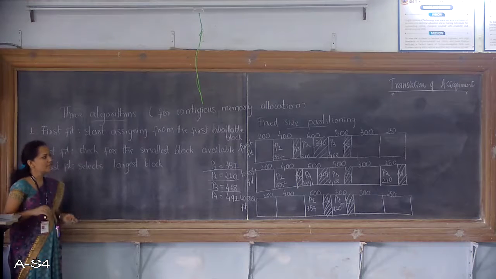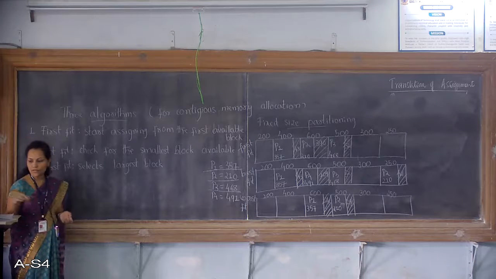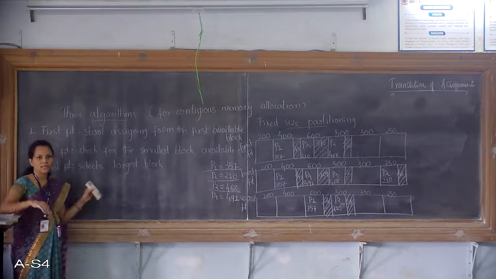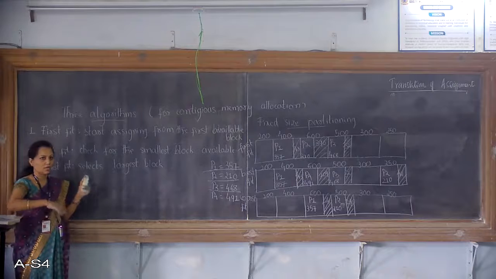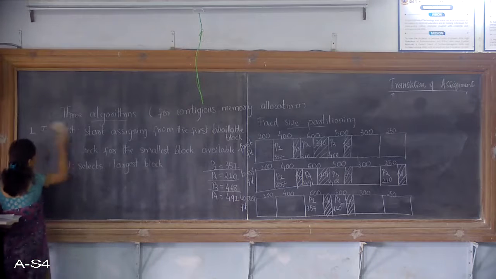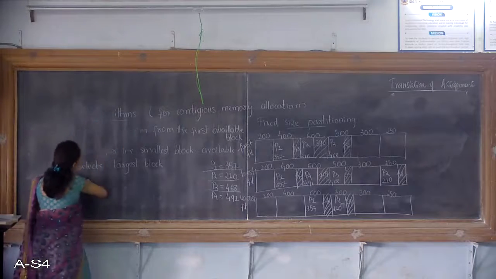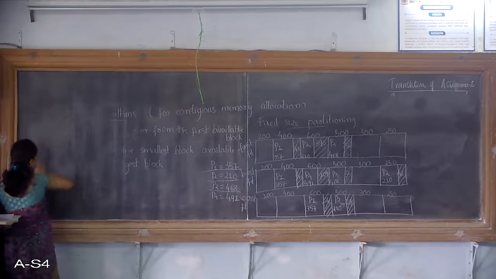So I have illustrated that with the help of a numerical example. So I hope this part is clear. This completes the contiguous memory allocation. So the expected questions on this is you need to understand these three algorithms and practice more and more problems.